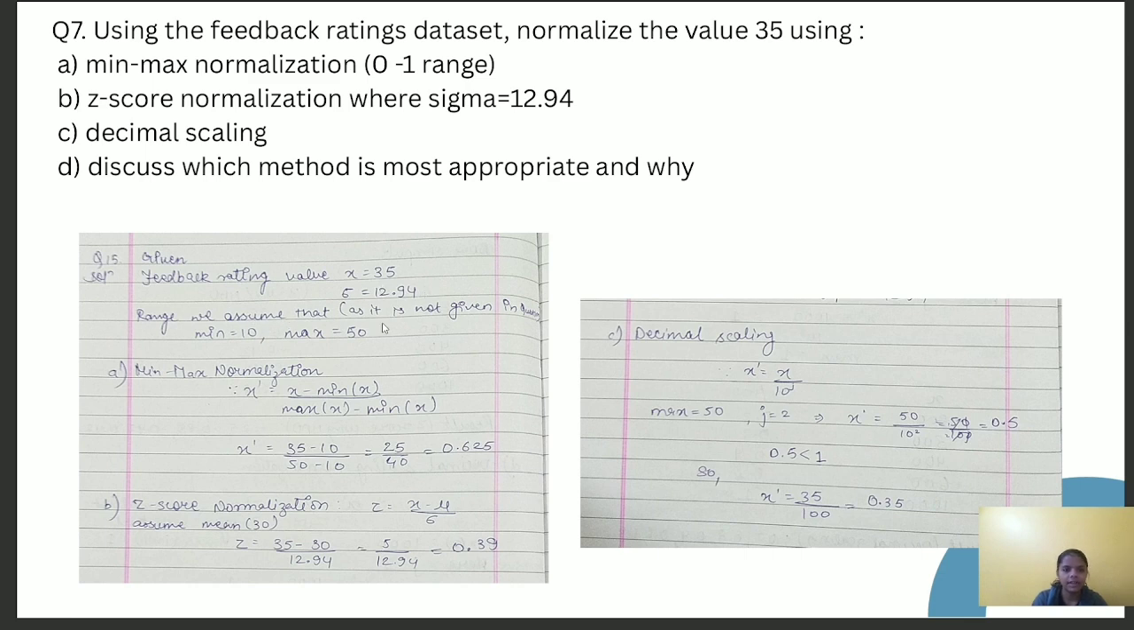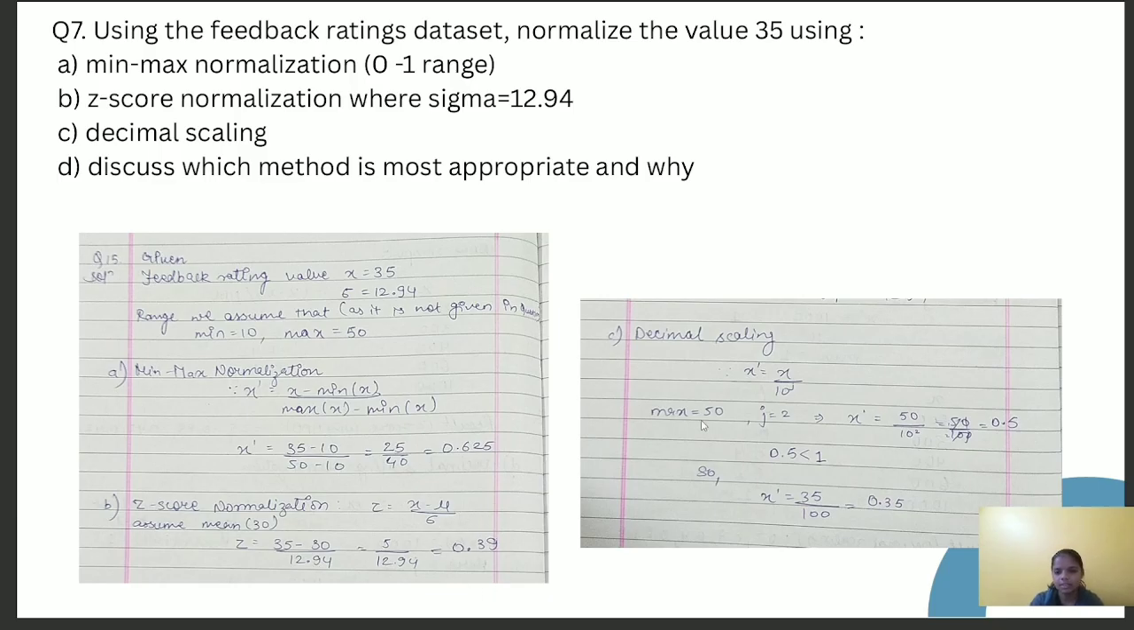So range, as it is not given in the question, we assume the min value is 10 and the max value is 50. To calculate the min-max normalization, we require the minimum and maximum value, so that's why we assume 10 and 50. Here x is 35, min value is 10, max minus min is 40. When we substitute, our min-max normalization is 0.625. Now for calculating the z-score normalization, we substitute this value, and the sigma value is already given to us, which is 12.94. When we substitute, we get 0.39.